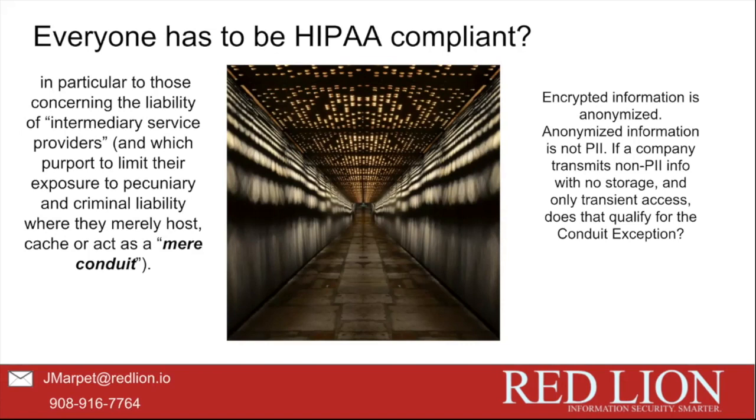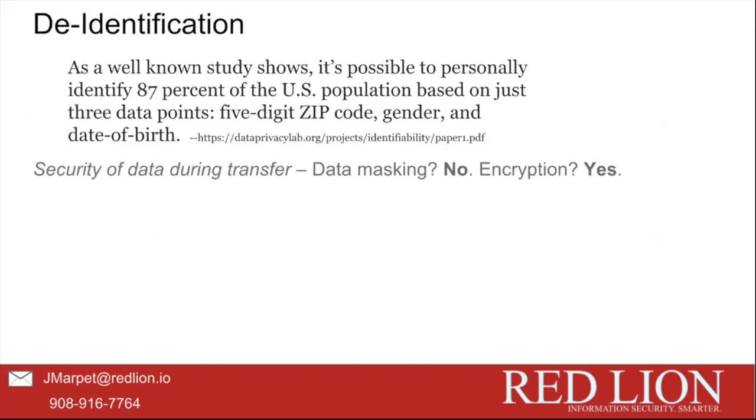Encrypted information is anonymized, and it's not PII, okay? All right, so let's talk about de-identification. And this is where we're going to discuss pseudonymized data in just a minute. I love this quote: if you have 3 data points, a 5-digit zip code, gender, and date of birth, I can probably identify who you, specifically you, are.